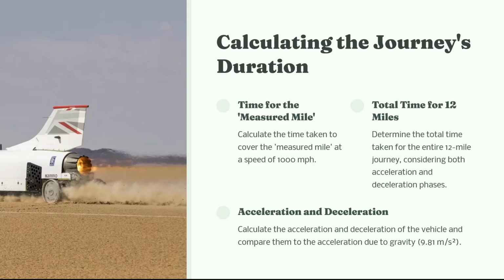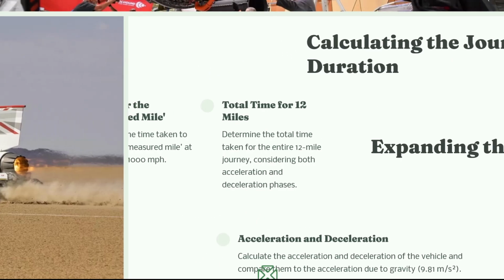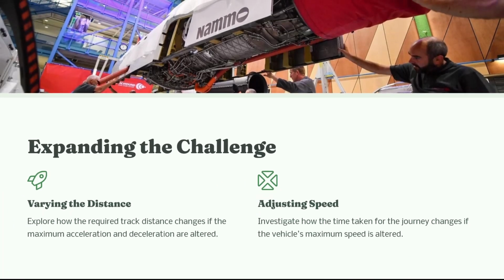Acceleration and deceleration. Calculate the acceleration and deceleration of the vehicle and compare them to the acceleration due to gravity, which is 9.81 meters per second squared. Expanding the challenge. Vary the distance. Explore how the required track distance changes if the maximum acceleration and deceleration are altered. Adjusting speed. Investigate how the time taken for the journey changes if the vehicle's maximum speed is altered.